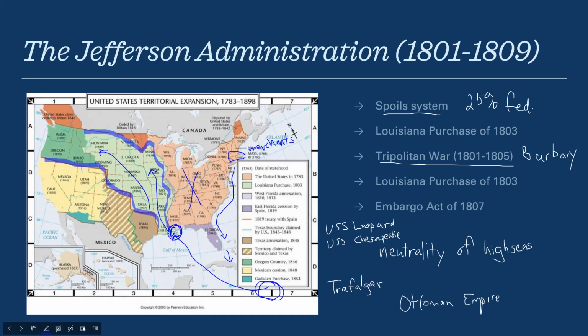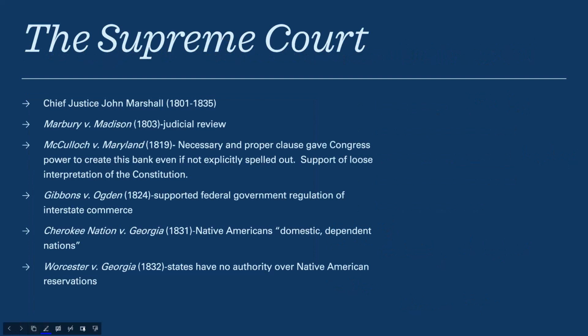So in the end, it's really the Embargo Act of 1807 that would push New England onto that path of industrialization. Now, the Supreme Court also materialized in the early Republic under the leadership of Chief Justice John Marshall. A series of key Supreme Court rulings: John Marshall created the Supreme Court that the United States has today.